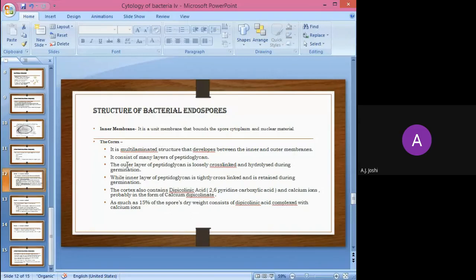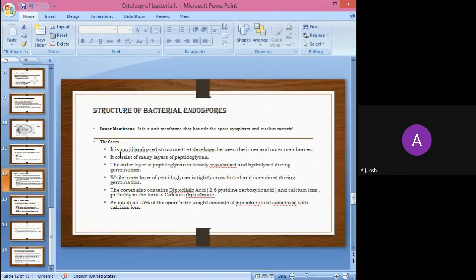Then the next layer followed, the inner membrane is covered externally by the cortex. Now, this cortex has a very important function in spore resistance. The cortex is a multilaminated structure that develops between the inner and the outer membrane. So the location of the cortex is in between the inner and the outer membrane. How is the cortex? Cortex is the multilaminated structure.